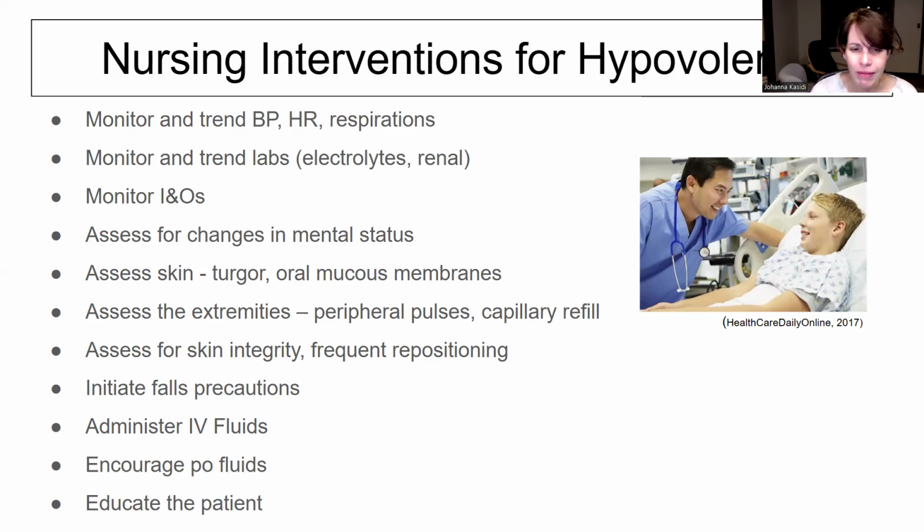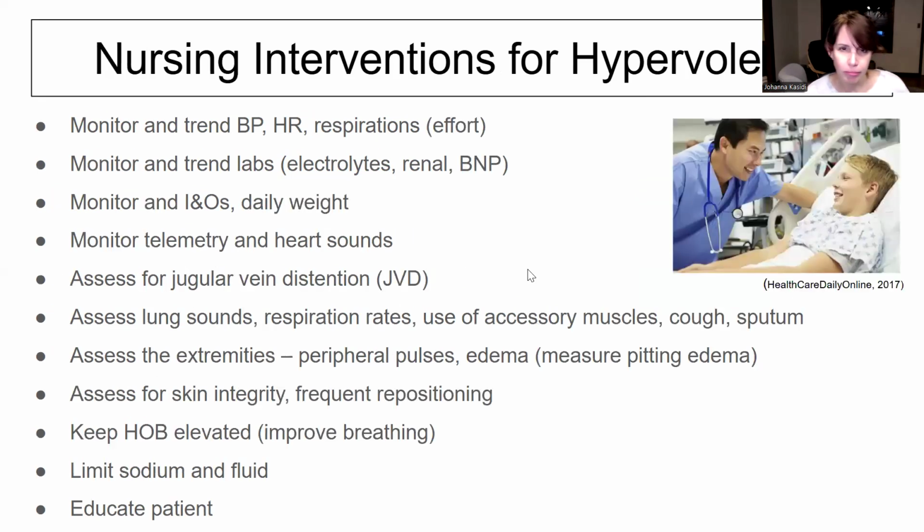Now, for hypo specifically, we talked about this, you're going to have weaker, thready pulses, right? You want to do more frequent repositioning with these. Their skin's at higher risk for breakdown. And we might give them IV fluids or encourage PO fluids. Educate the patient. That's always the case.